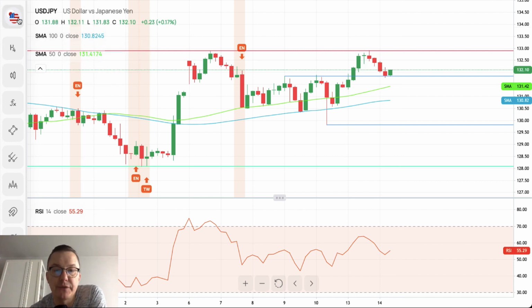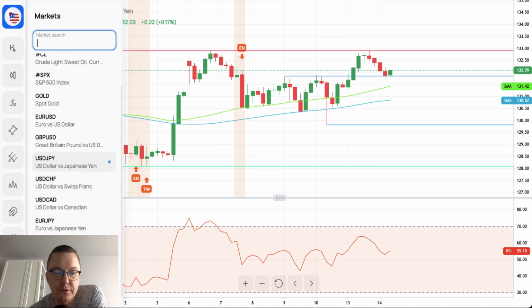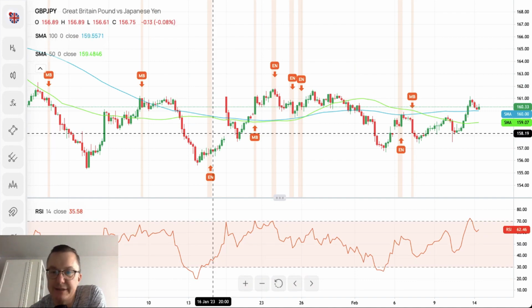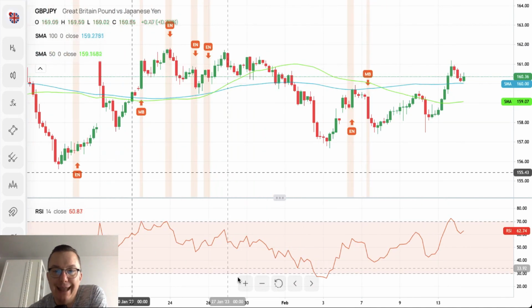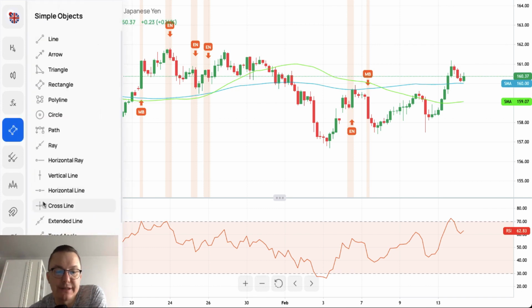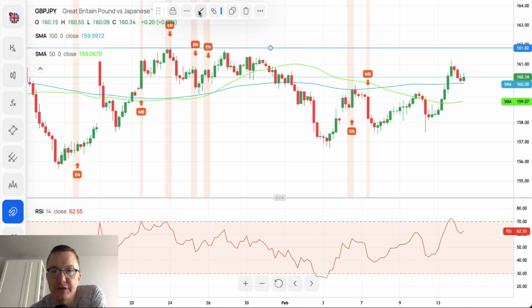We got some data from Great Britain, the United Kingdom. So let's take a look at the British pound to Japanese yen this time. What do we have here? 4-hour chart, of course, and we got the major technical resistance straight on. We can place it on the chart.